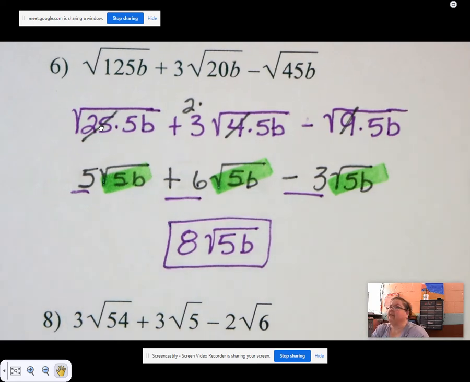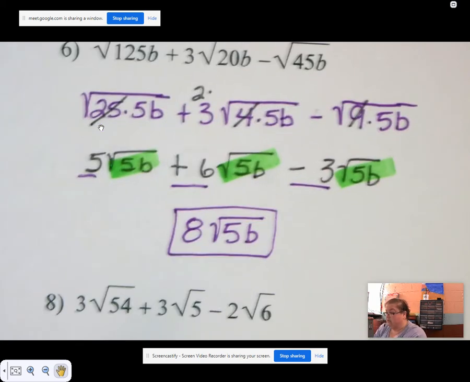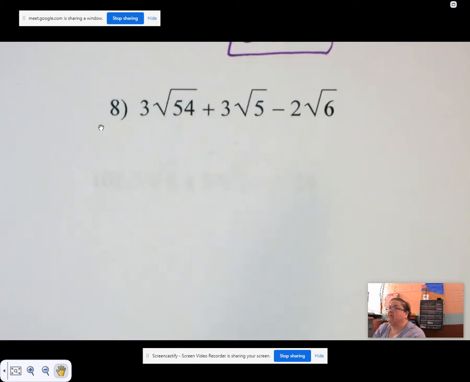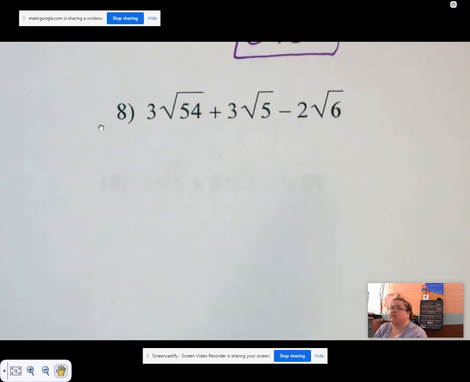Make sure that you are simplifying your radicals completely, if possible. Then combine the coefficients of like radicals only. I want you now to work number 8.